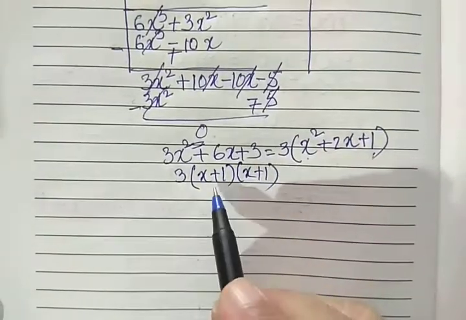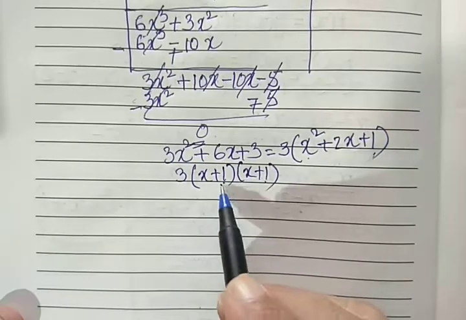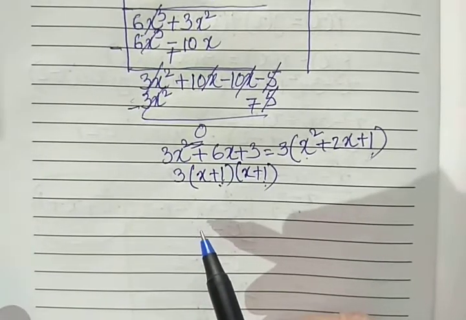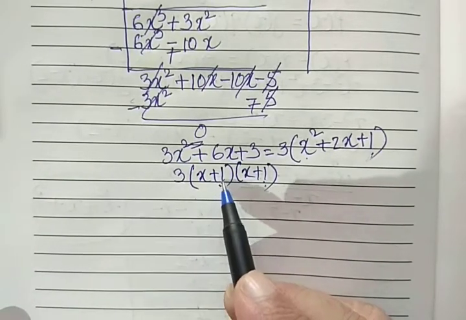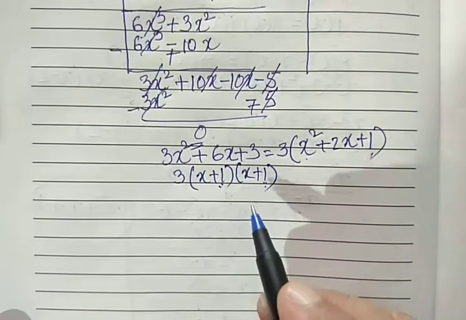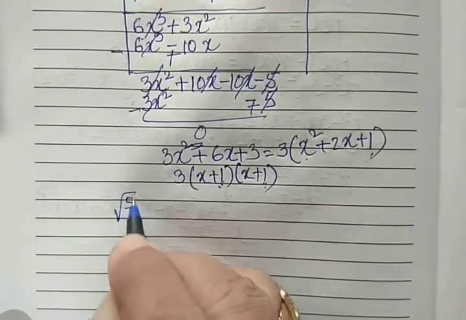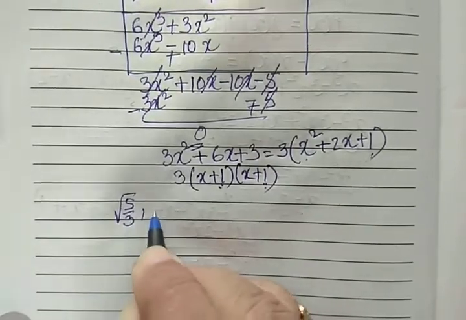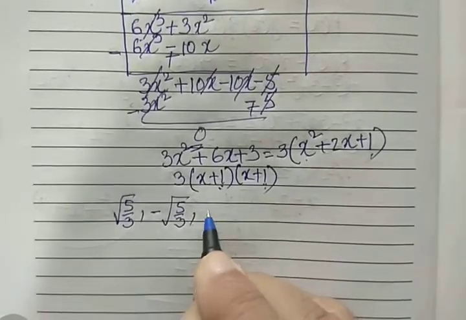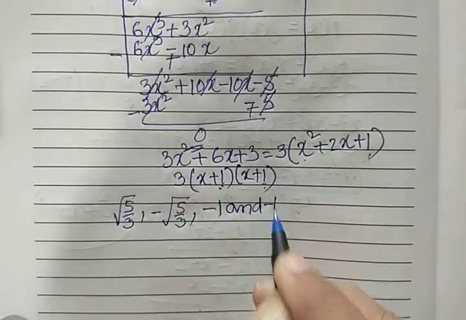So your remaining 2 zeros will be minus 1 and minus 1. So what are the 4 roots of that given polynomial? Root of 5 by 3, minus root of 5 by 3, minus 1 and minus 1.